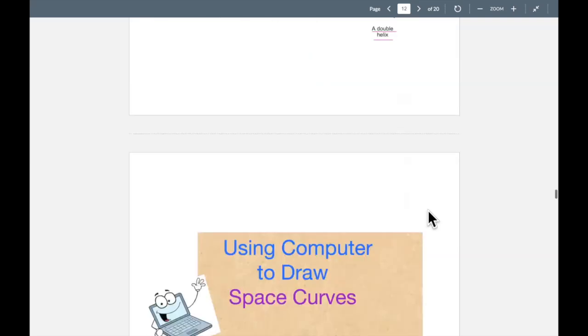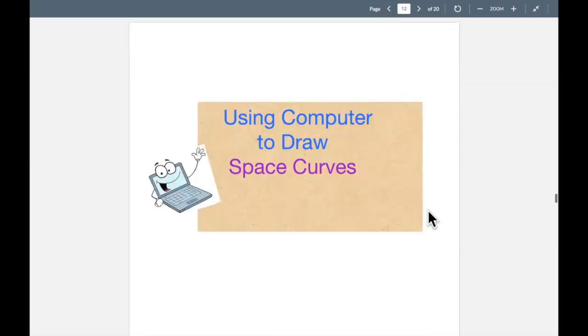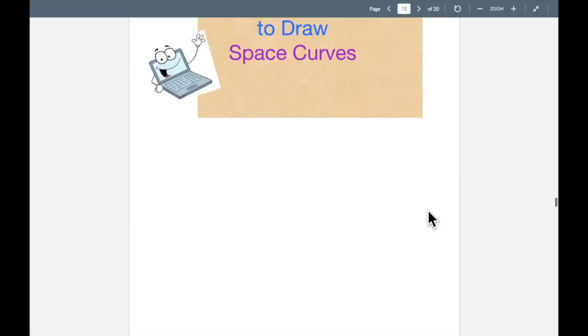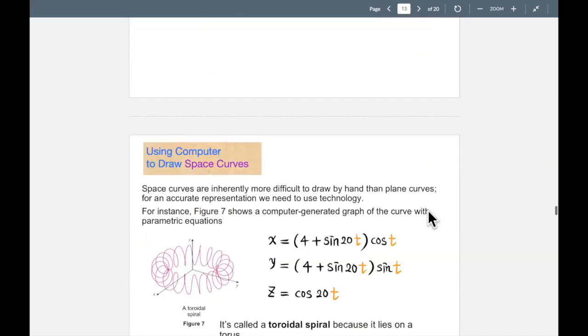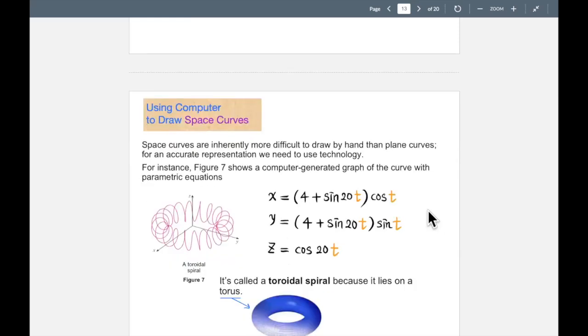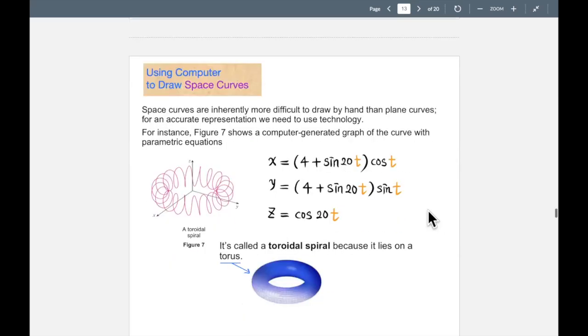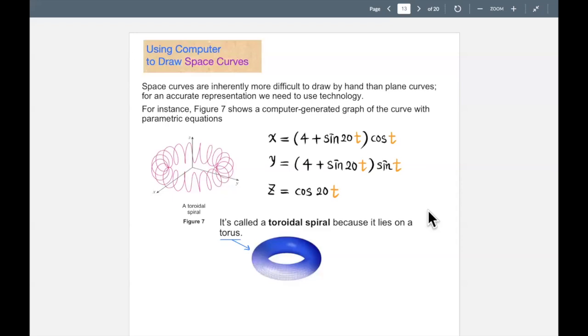Question? Sometimes it might be that hard, right? How about we use a computer to draw it? Okay, so let's go over this. Using a computer to draw space curves. Sometimes it's difficult, right? A space curve is difficult to draw by hand. Okay, some of them can be very complicated.